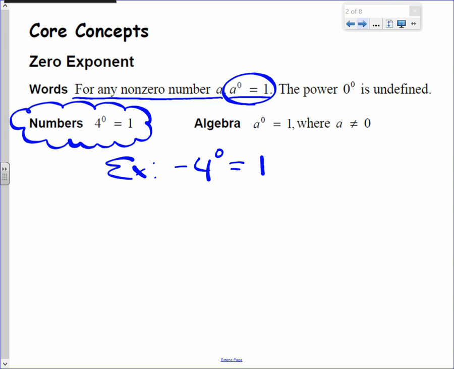So any number to the 0 power is 1 except 0. This works for any non-zero number. For instance, how about a fraction? How about 1/3 to the 0 power? 1.